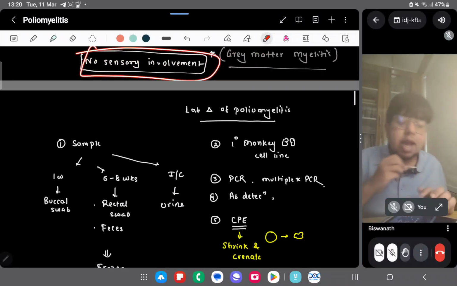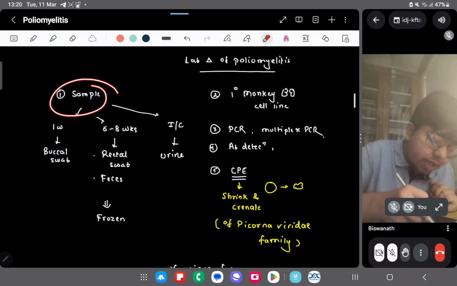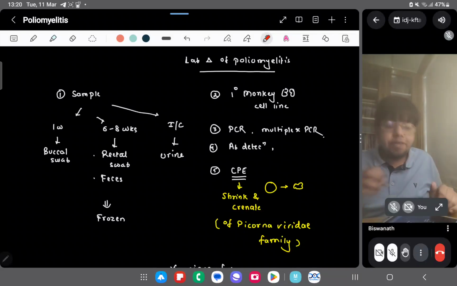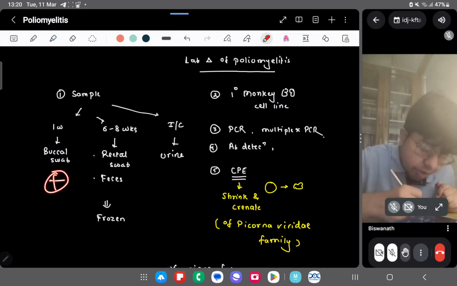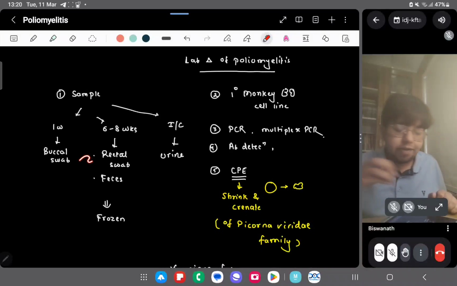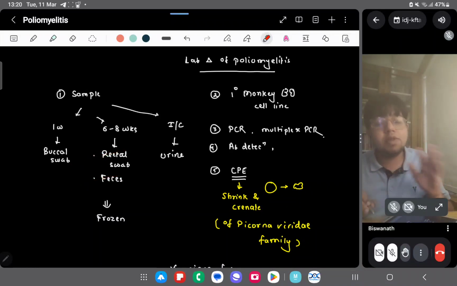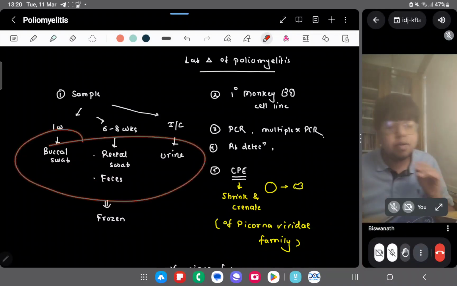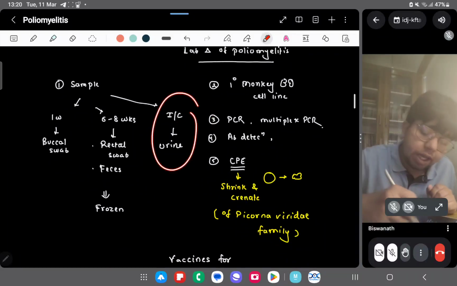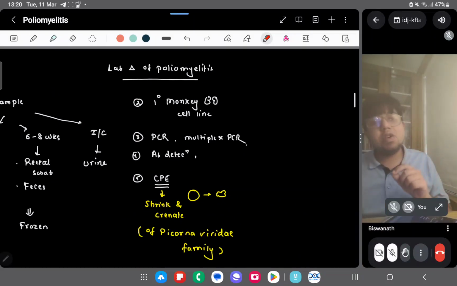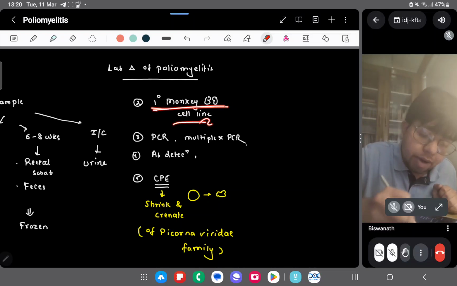I told you this. If we talk about the lab diagnosis, you can take a sample. In a 1 week infection, you can take a buccal swab, as the virus will be detectable in the saliva, right? If it is a 6 to 8 week infection, then take rectal feces, which you have to freeze. All these samples basically have to be frozen, right? In immunocompromised people, you can take urine. The virus is grown on a primary monkey kidney cell line.